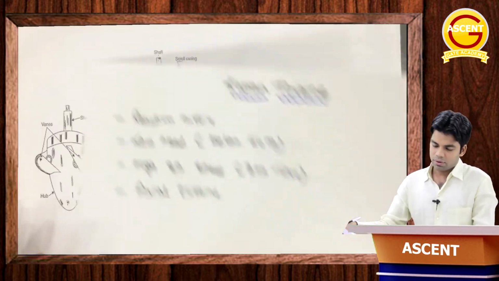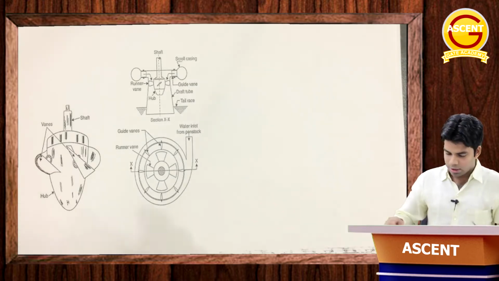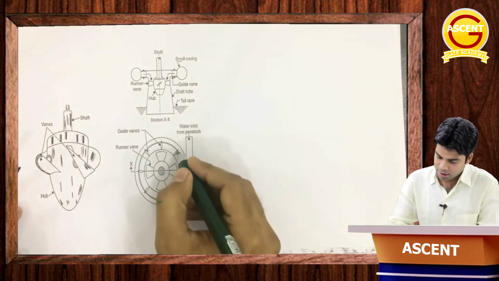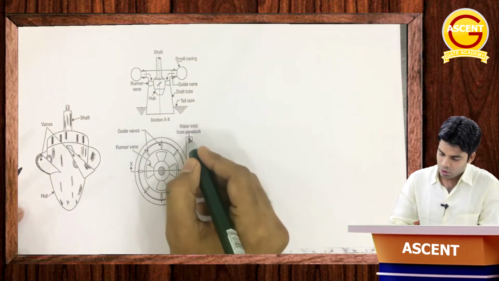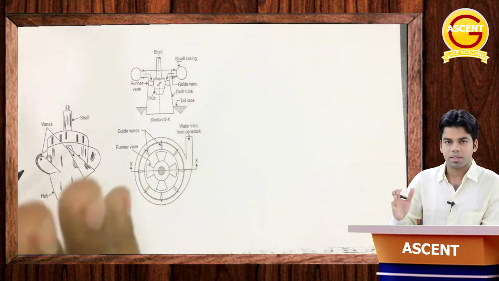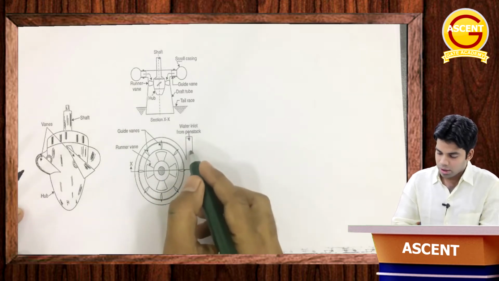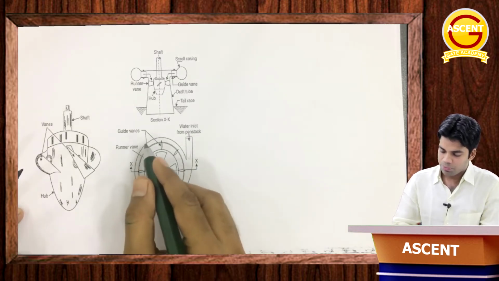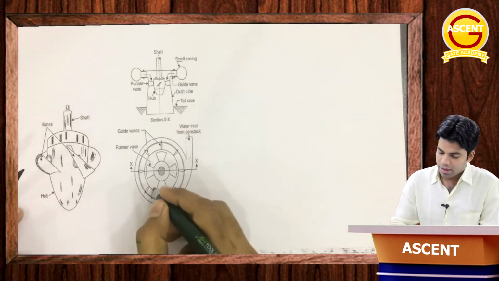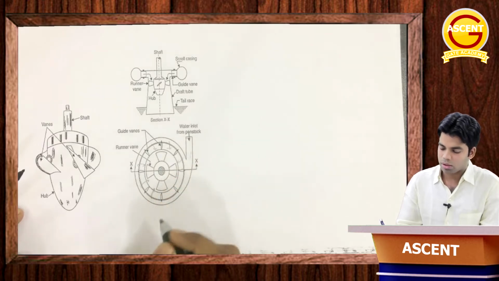So here we have the Kaplan turbine. You can see here, in this Kaplan turbine also we have the guide blades. This is the water inlet from the penstock. The water is coming from the penstock. Just remember the Francis turbine, I will tell you where the difference is. The water is entering through the penstock, the pressure energy is converted into kinetic energy, and it is entering with the help of guide vanes, passing through the guide vanes.